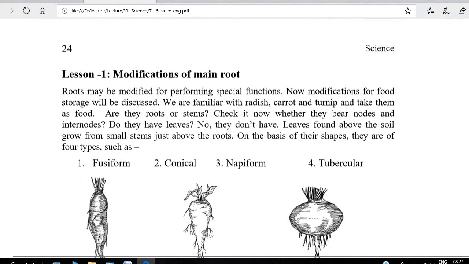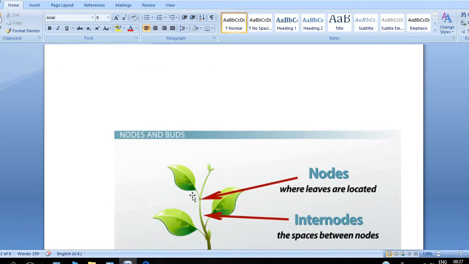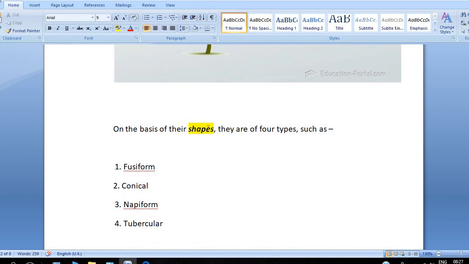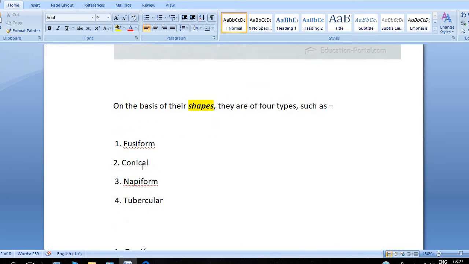So next line: do they have leaves? No, they don't. Leaves found above the soil grow from the small stem just above the roots. On the basis of the shapes, there are four types of roots. Very important: different shapes are there. The first is fusiform, number 2 is conical, number 3 is napiform, and number 4 is tubercular.